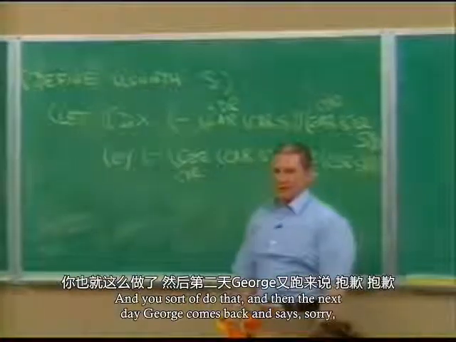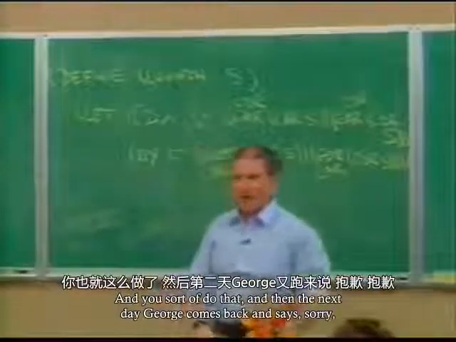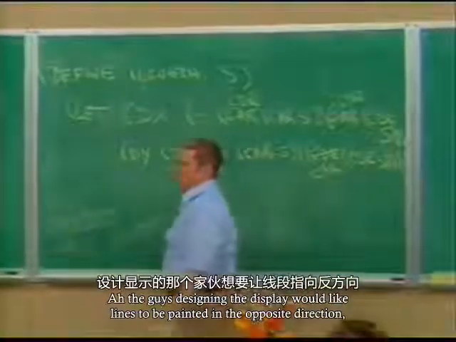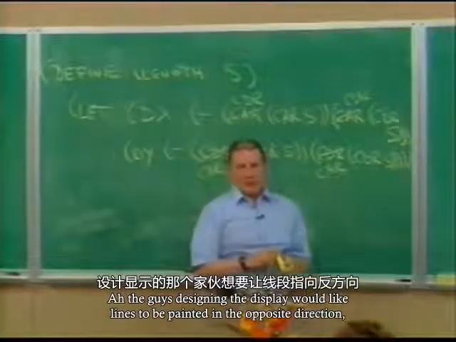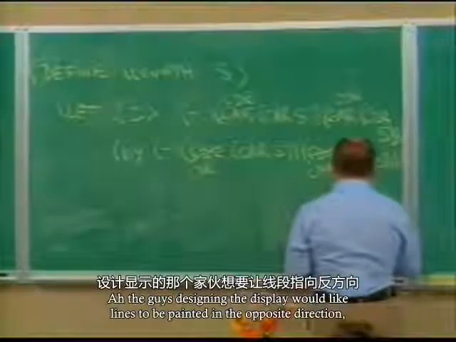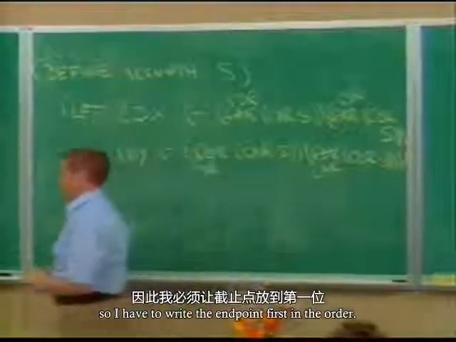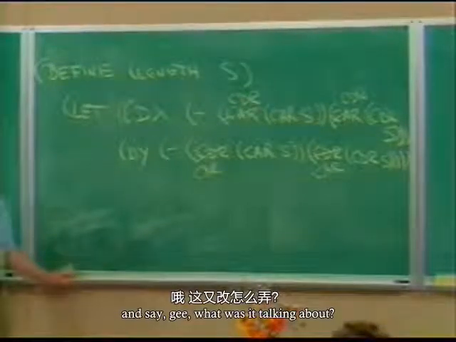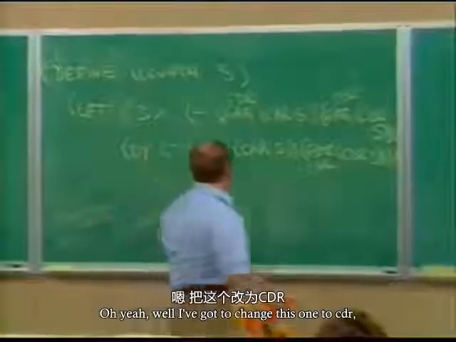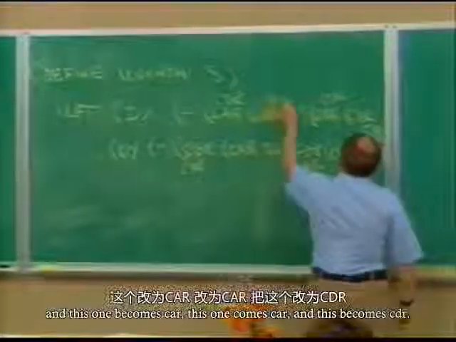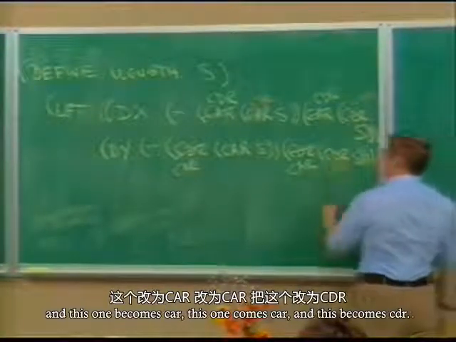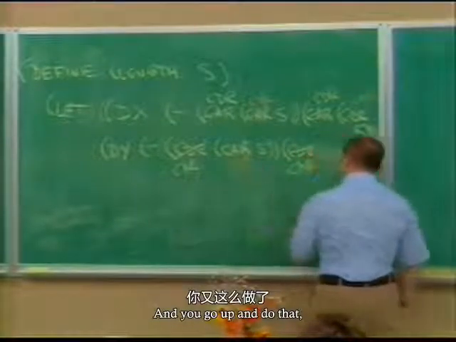And you do that, and then the next day George comes back and says, sorry, the guys designing the display would like lines to be painted in the opposite direction, so I have to write the endpoint first in the order. Then you come back and stare at this code and say, gee, what was it talking about? Oh yeah, I've got to change this one to coulter, and this one becomes car, and this one becomes car, and this becomes coulter, and you go off and do that.